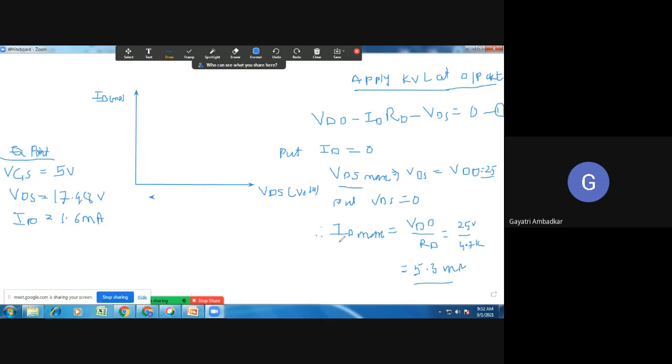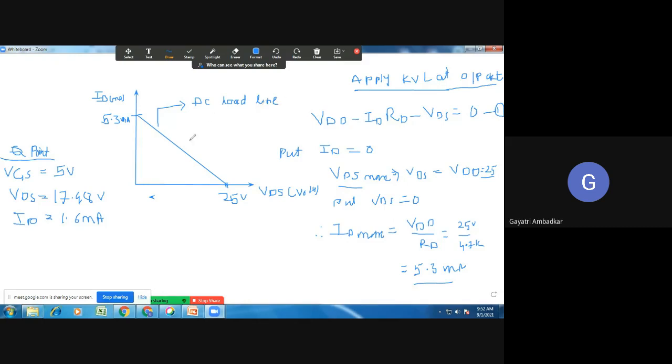Let us show this ID max on the ID axis. I will mark it here as 5.3. This is the value of ID max, which means in the circuit we have drawn, I can get a maximum current of 5.3 milliampere and a maximum value of VDS of 25 volt. These are the two maximum possible values. Now let's join these two points, and this becomes your DC load line. Is it not easy? This is the DC load line.